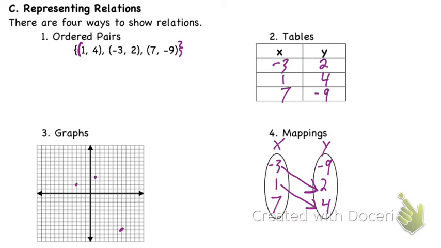And then 7 goes with negative 9. So I'm going to draw an arrow from 7 to negative 9. Okay, so this one we end up putting the domain on the left, range on the right, just like we did domain and range. No repeats, smallest to largest. And then we draw arrows so that way we know the order. Questions on those?